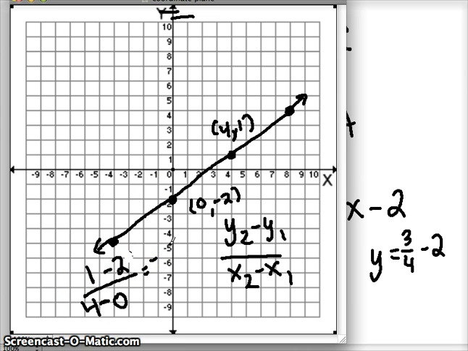We get -1 over 4. That's not right. Well, we're wrong. Let's check. It's always good to check. So this x1 is 0, I'll put that there. This is y1, -2. Oh, I see right here. This is a common mistake. There we go. 1 minus -2 is going to be a positive 3. There you go.